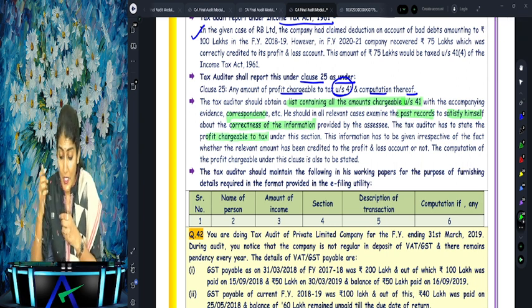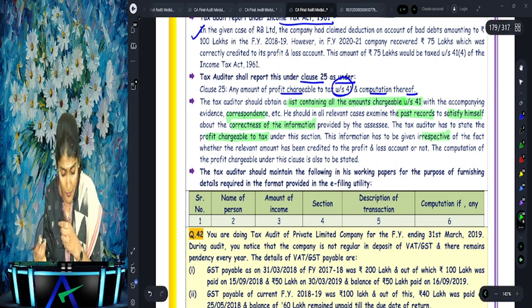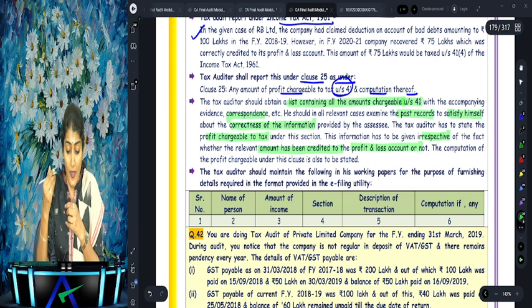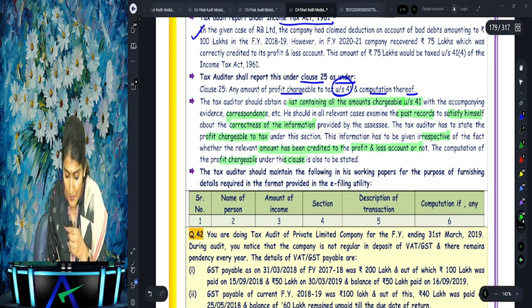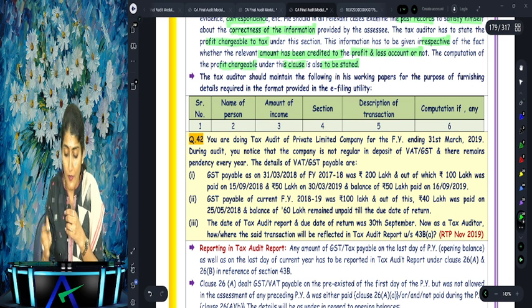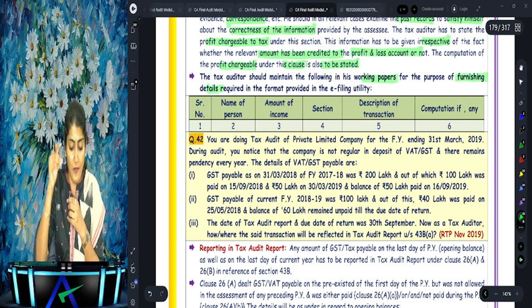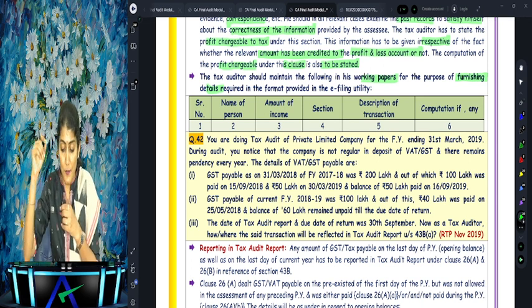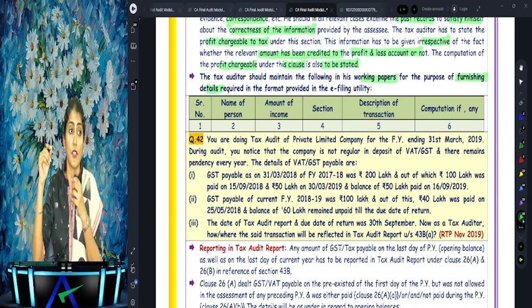This information has to be given irrespective of whether the amount has been credited to P&L or not. The computation of the profit chargeable under this clause also is to be stated. And the tax auditor should maintain the following in his working papers for the purpose of furnishing the details: serial number, name of the person, amount of income, section, description of the transaction, and computation if any.